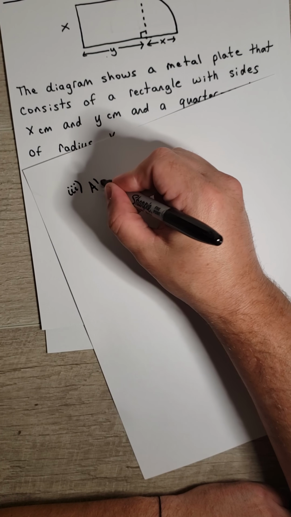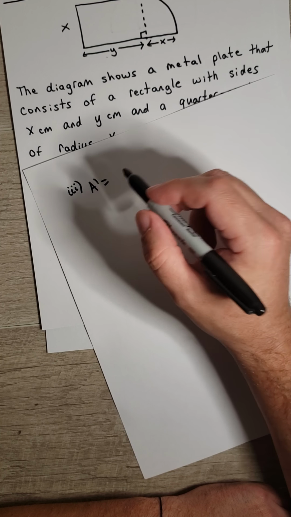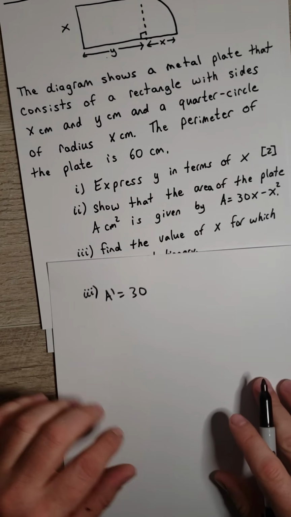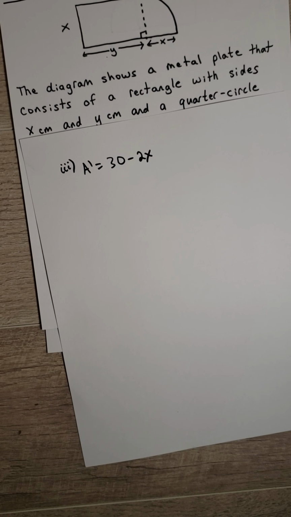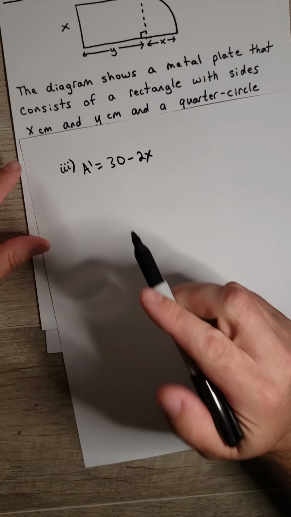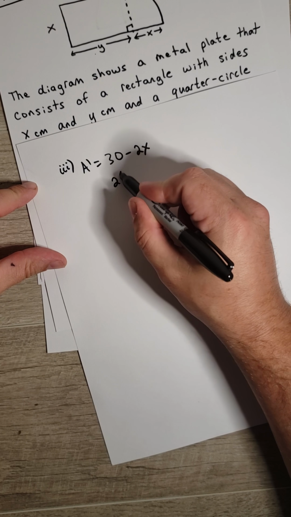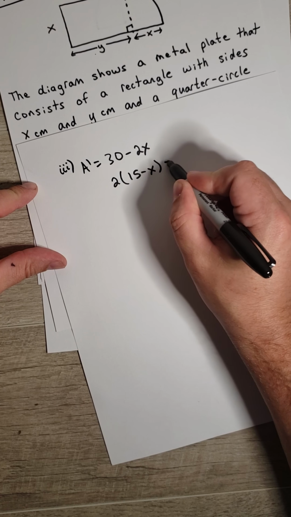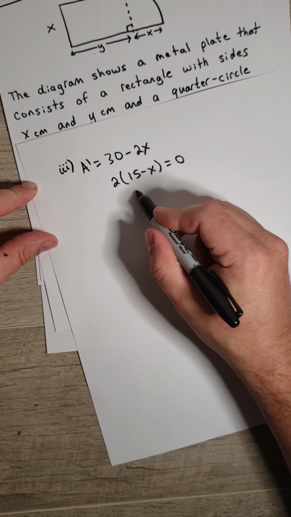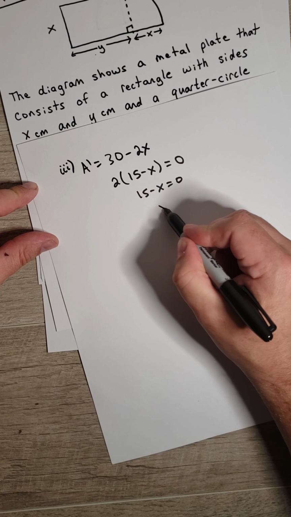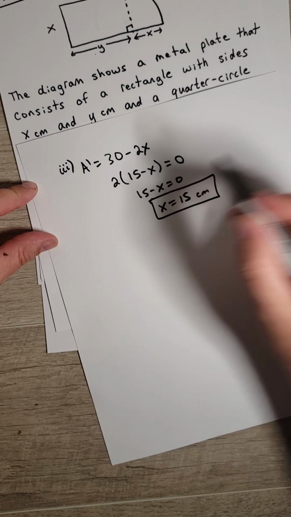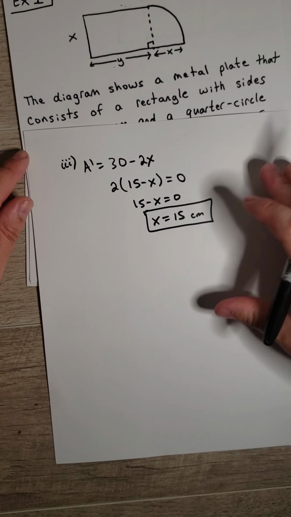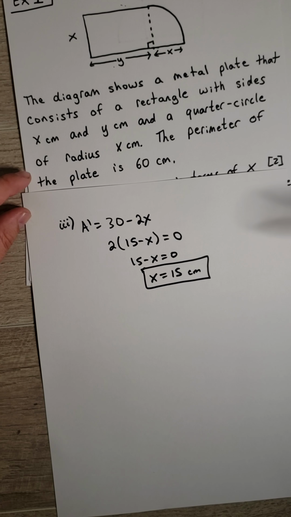So A prime is, take the derivative of 30x. Well, that's just 30. And the derivative of x squared is 2x. So remember how to find stationary points. Take the derivative. Simplify as much as possible. Take what's in the parentheses. Set equal to 0. So the x value of the stationary point is x equals 15. And because we're talking about centimeters here, I'll put centimeters.